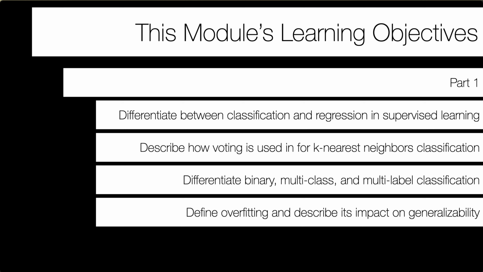And then lastly is defining overfitting, and talking about how it impacts generalizability. So there's a sweet spot between being able to generalize well and being able to recover the exact data in your training set, which is something we'll talk about. But that'll run us through the first part of this module.